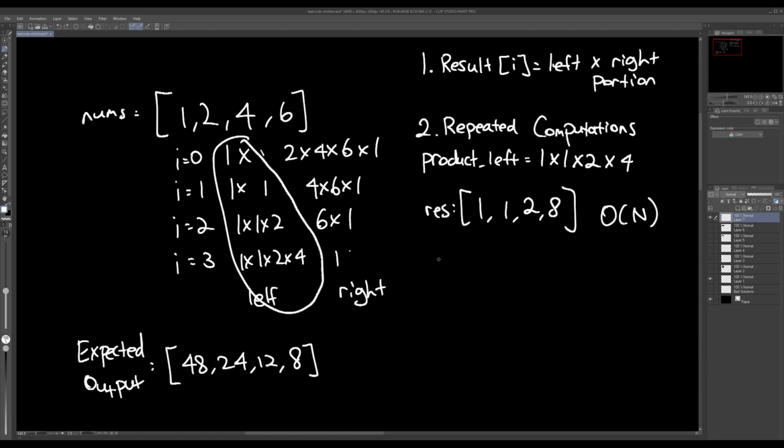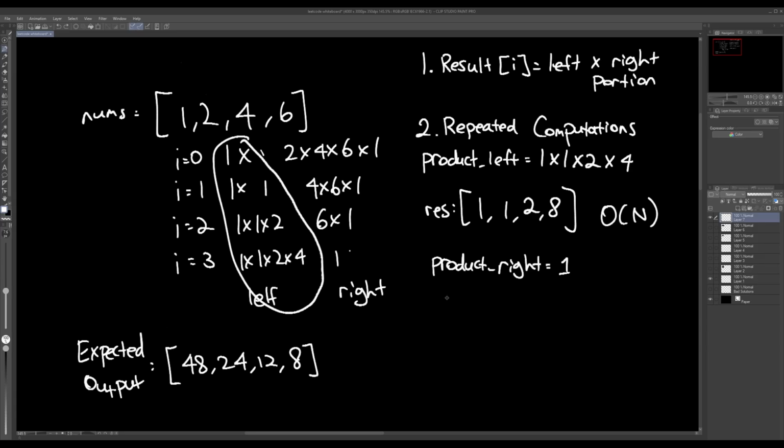So I'm going to create a new variable called product right. And this variable is going to hold the product of every element to the right of i. And initially, just like with product left, it's going to be 1, right? Because initially here, well, there's nothing. So the most neutral number that we have in multiplication is 1, because it doesn't change anything.